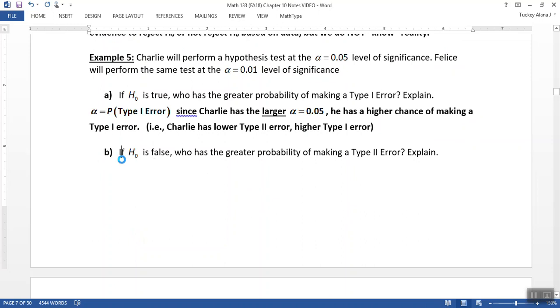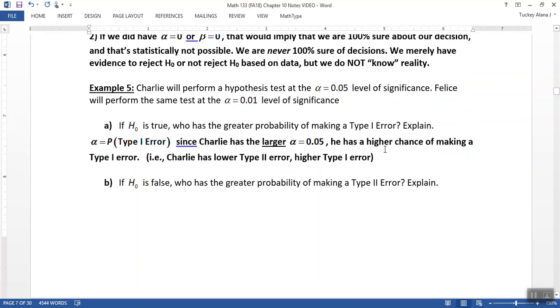All right, so now, who's going to have the greater probability of making a type 2 error? Well, that would be Felice, right? She has the lower alpha, so she's going to have the higher beta because they're on a teeter-totter together.